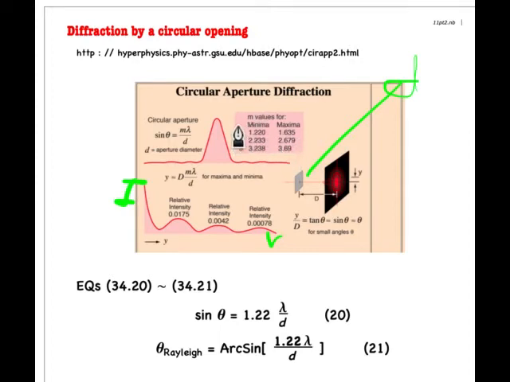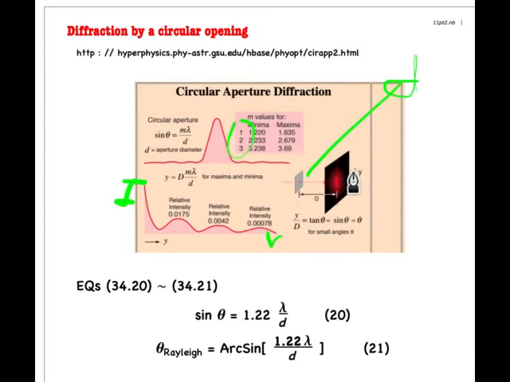So the index counts which fringe you're talking about. Here's fringe number 1, fringe number 2, fringe number 3. The m value is given by properties of the circular aperture problem. Now, of course, to relate the angle to the position on the projection screen, you have to use trigonometry.